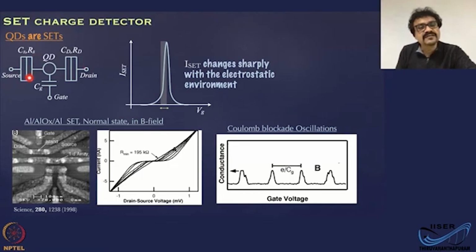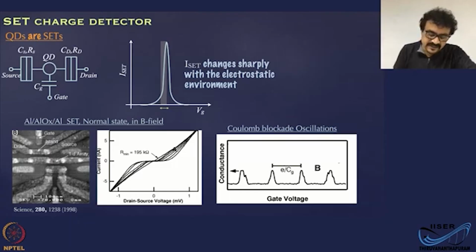Here is a simple circuit model for the quantum dot system. I would say a single electron transistor, where you have a quantum dot which is connected to the source and drain through tunnel junctions and also coupled to a gate through a capacitor. These source and drain tunnel junctions have capacitance CS and CD and resistance RS and RD respectively.